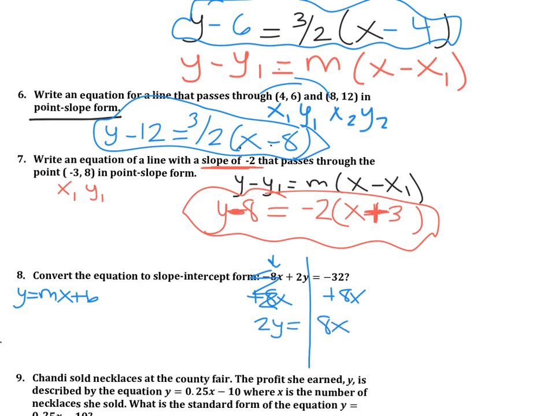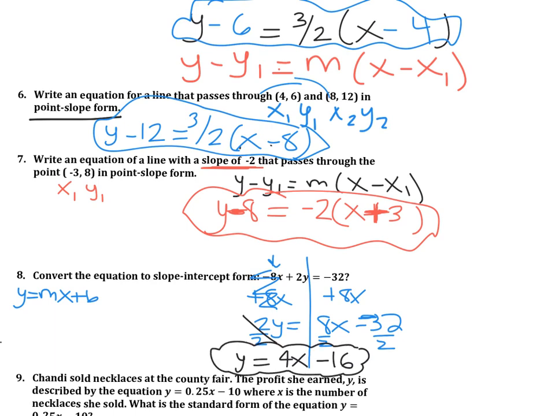Over here, I'm going to write it as 8x minus 32. Don't combine it. Don't make it a 24. My second step is to divide each number by 2. These 2's cancel. I get y equals 8 divided by 2 is +4, and -32 divided by 2 is -16. So I get y equals 4x minus 16.